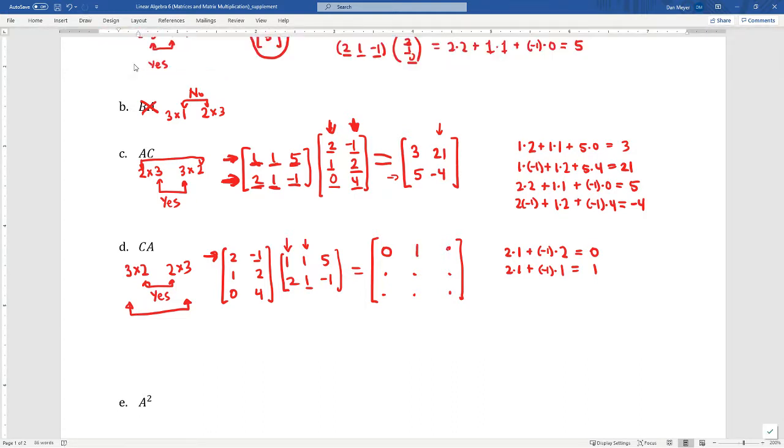And for the entry in the first row, third column, we're taking the first row of C times the third column of A. So 2 times 5 plus negative 1 times negative 1. There's my negative 1 from the first row of C, the negative 1 from the third column of A, and that comes together to give you 11.